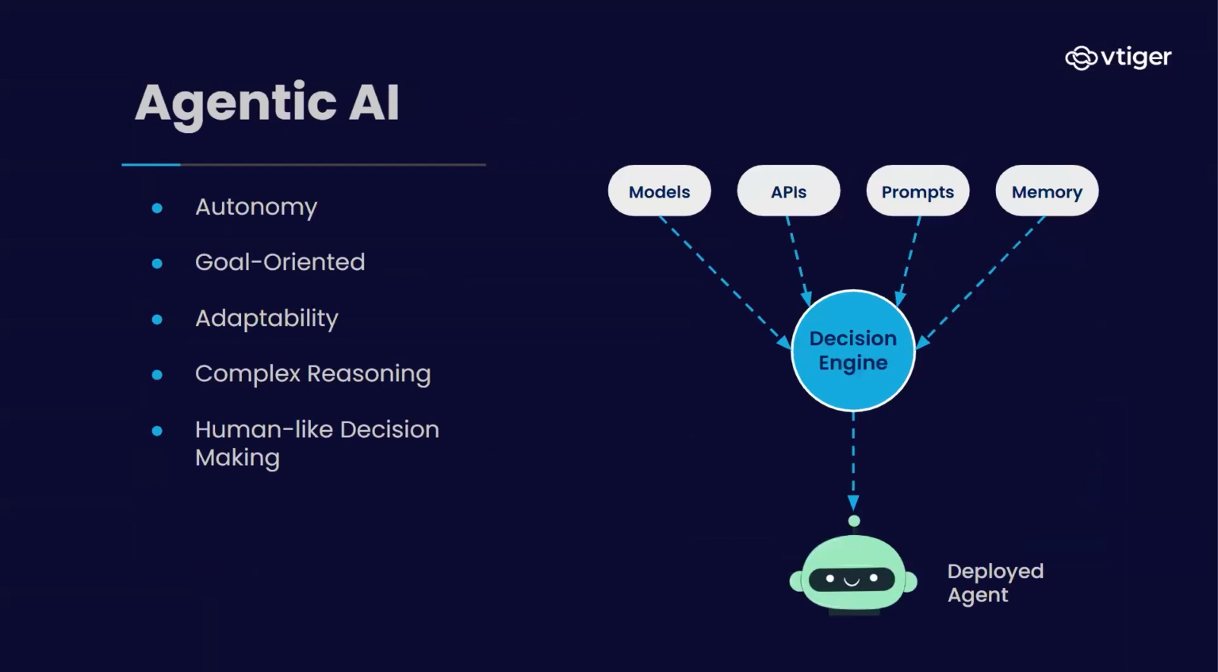Let's start by exploring Agentic AI and what it entails. So what is Agentic AI? Agentic AI systems are designed to autonomously make decisions and act to achieve complex goals with minimal human supervision. It uses perception, reasoning, decision-making, and execution to solve multi-step problems and adapt to dynamic environments.